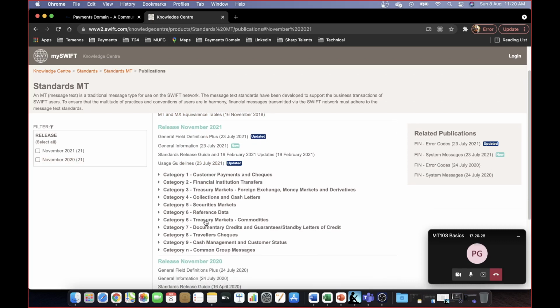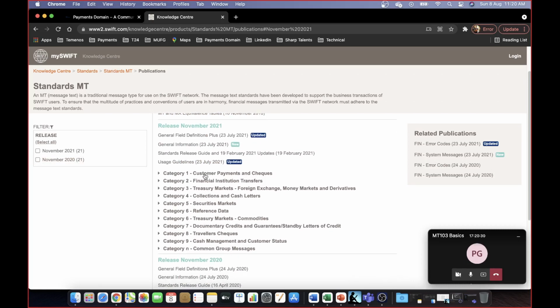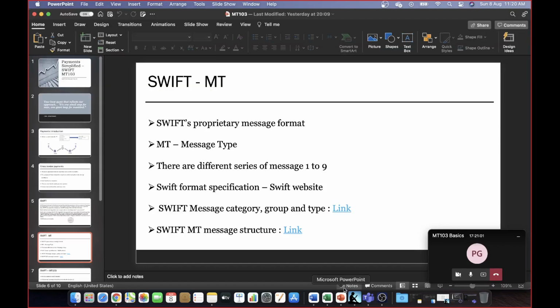As I said, you can see there are several series or categories of Swift messages, 1 to 9, and there is a common group message as well. We are going to concentrate on only one series, and in that series only one type of message. The one series messages are primarily used for customer payments and checks. So going back to the slide.